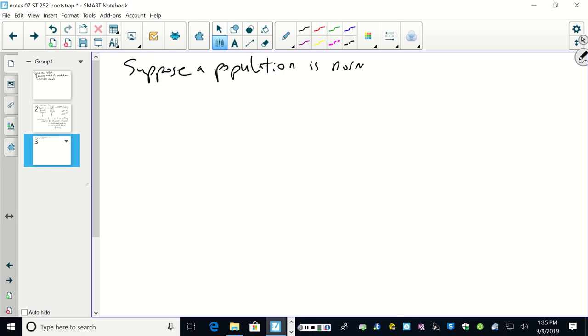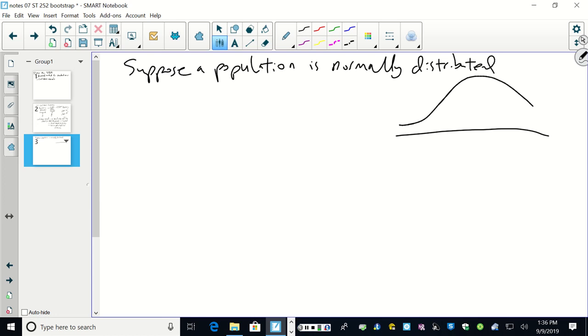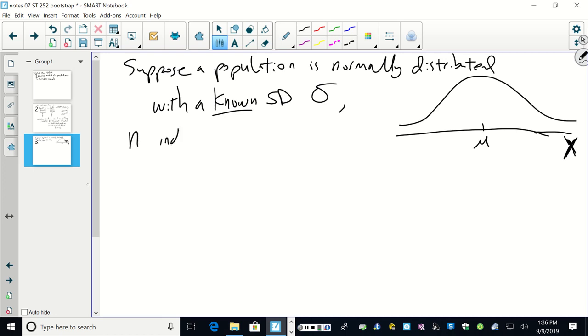So to motivate this, suppose a population is normally distributed, so that our measurements look like they come from this bell-shaped distribution. I'll call these x's. So our measurements look like this, and they're generally centered about mu with some standard deviation. And we can suppose that we know that standard deviation sigma, and we take independent observations.